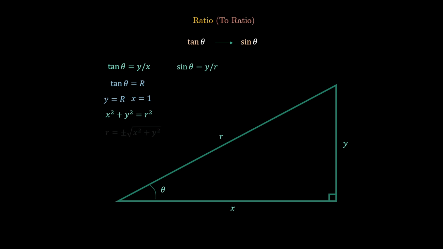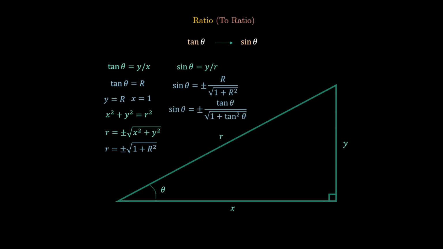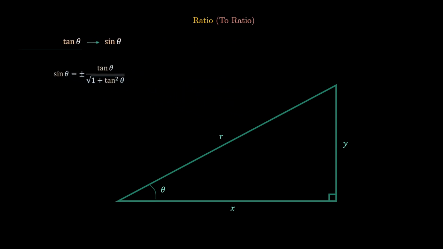isolating for lowercase r, we get this. And now plugging back in for capital R, the x and y, we get this. And now we have the lowercase r in terms of capital R, and we have the x and y in terms of capital R. We can plug in for sine theta equals y over r, and we get this. And now we can plug back in for capital R, the tangent theta, and we get this. And this right here is our tangent ratio to our sine ratio.